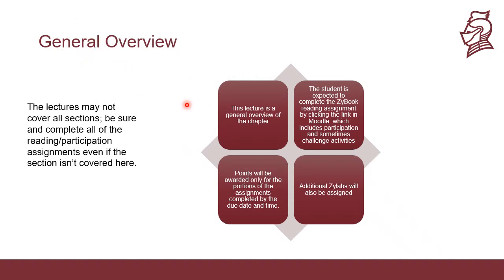A couple of things here. As always, this lecture is an overview of the chapter in your Zybook. This is chapter 4. You're expected to complete the Zybook reading assignments, the reading participation and challenge activities, as you move through the chapter while you listen to this video. It's the best way to do it. You get points awarded for the various activities that you complete prior to the due date. And then there are also Zybook labs, which, as you probably know by now, need to be completed as well prior to the due date. So a lot to do. So it's a good idea to start early and move through this fairly quickly.